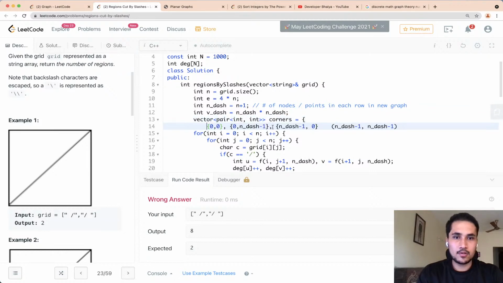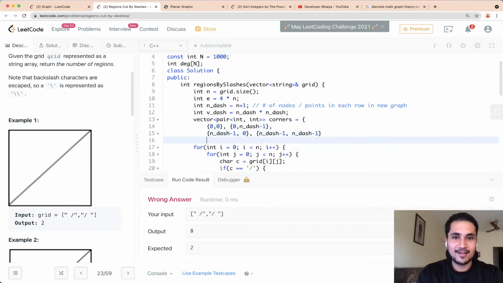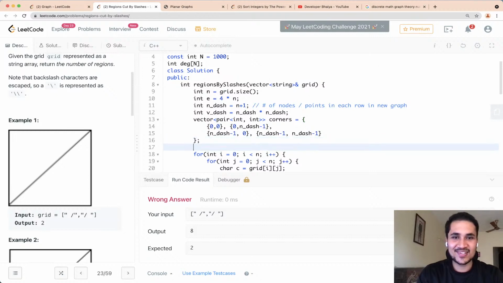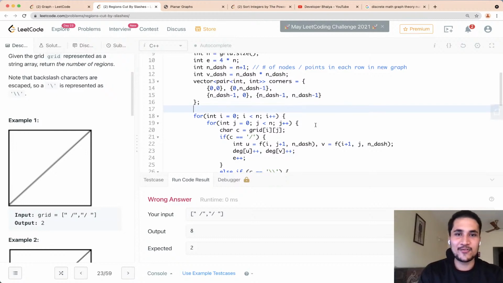So let's create the corners. I just hope this works, because I have certain confidence in this approach. It might have a few corner cases that we have to cover, but I do feel this problem, first of all, is phenomenal. I really am enjoying solving this.